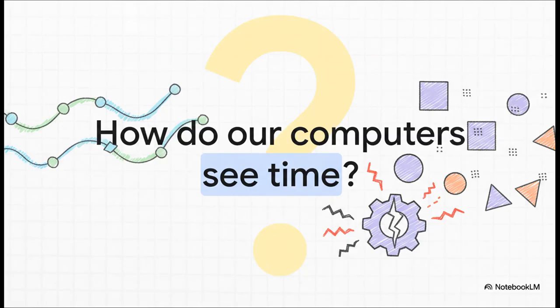It really starts with this question. How do our computers see time? The real world, the physical world around us, it's just this seamless stream of events, right? But for the longest time, our digital models have had to chop that reality up into these discrete, separate moments. And that creates a huge disconnect.